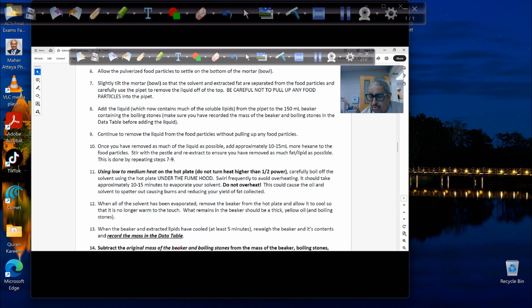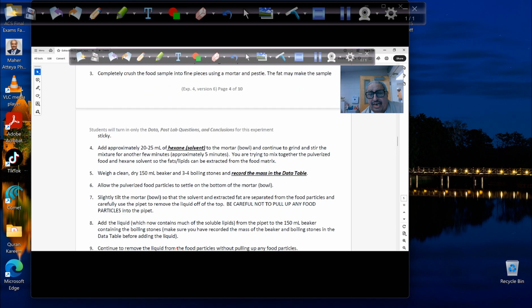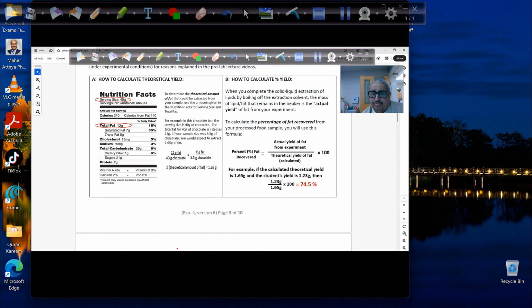Make sure you don't overheat. If you overheat, although you are using boiling chips, that might not help, and the whole hexane solvent will be vigorously evaporating, taking all the stuff with it, and you lose some of your lipids. That's one. The second one, it might harm your eyes or your body parts because of the hot solvent hexane coming in contact with your body.